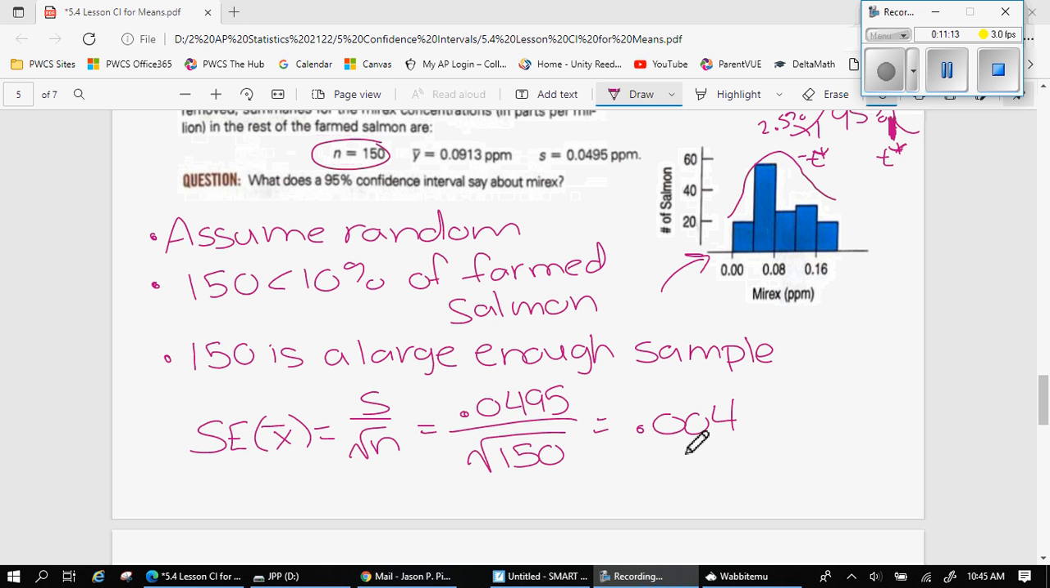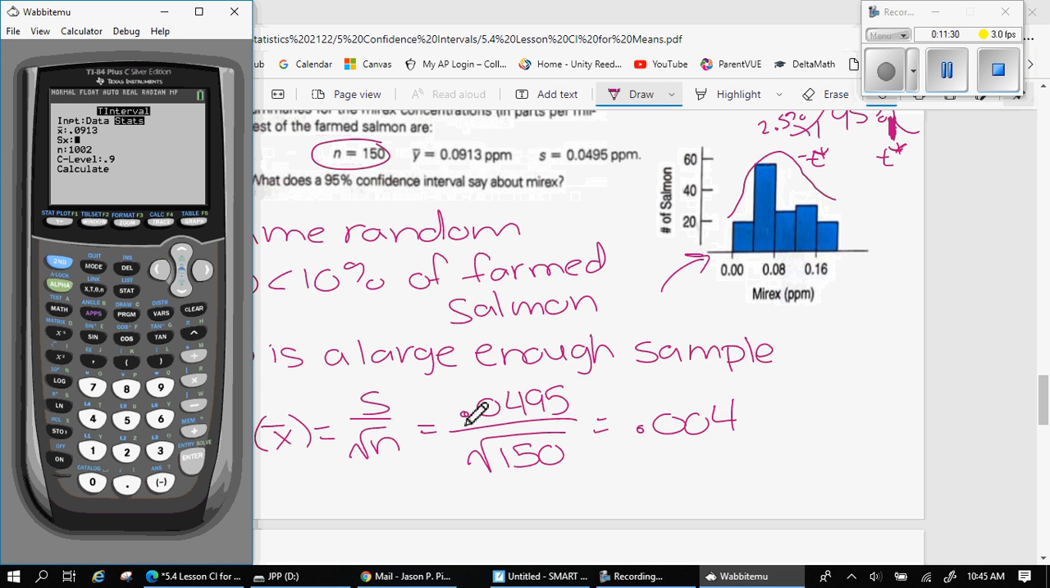Easily the simplest little mistake that you can make that will totally change your answer is just using the standard deviation given to you. This is the standard deviation for our sample. We need the standard deviation for the distribution of sample means, and that's 0.004. So we're going to put that in here. We're going to tell it our sample size is 150. Our confidence level is 0.95. And we can calculate.